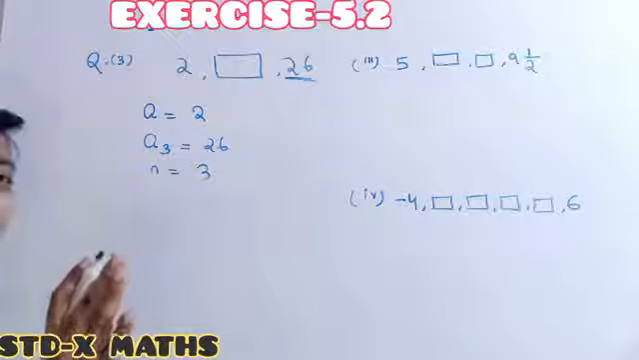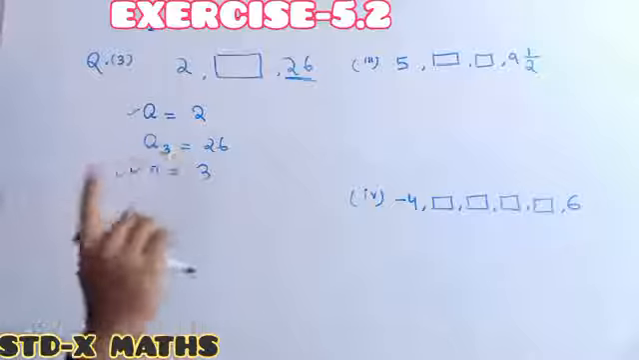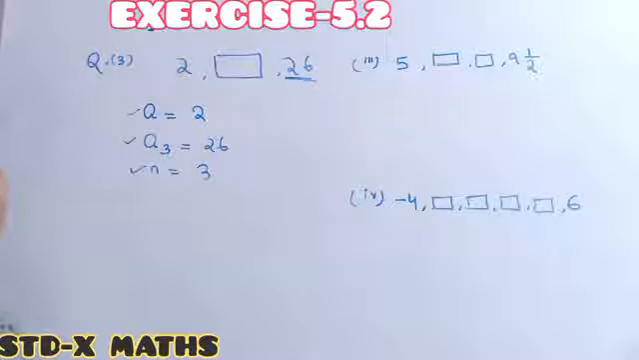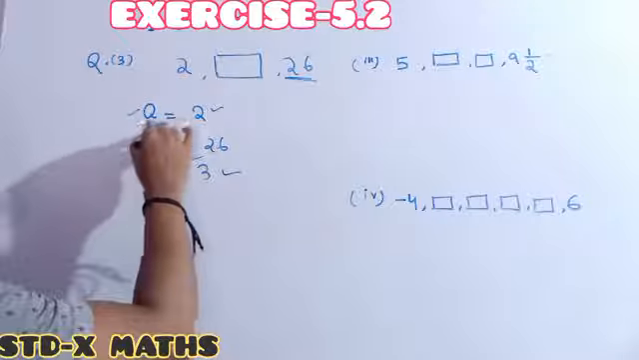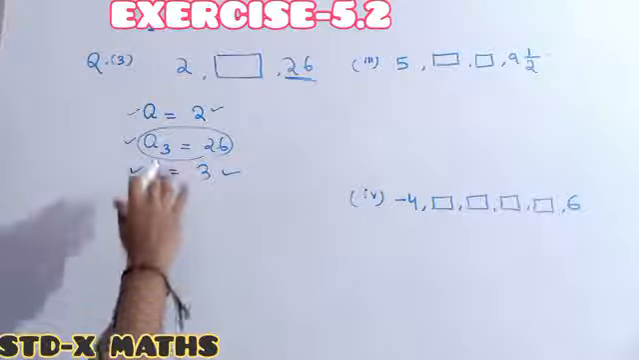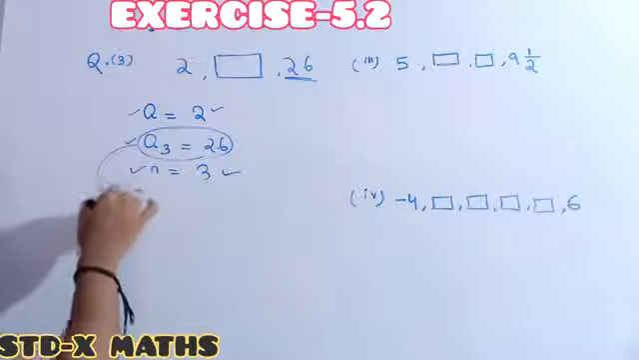Understood perfectly? See, here A is given, N is given, D is not given, but AN is given. I said to you how to find out the D. The shortcut formula: whenever AN value is given, it means it is one of the equations. See just how to solve.